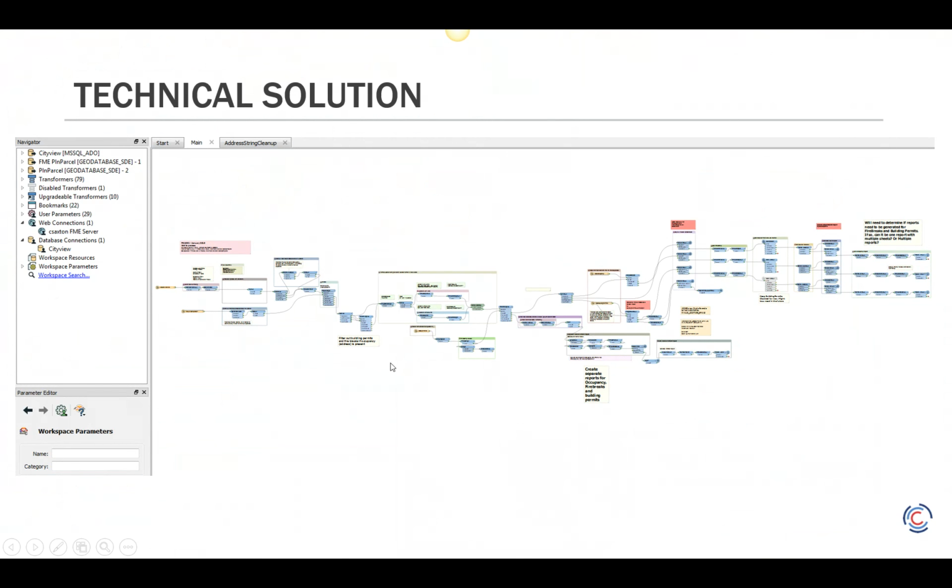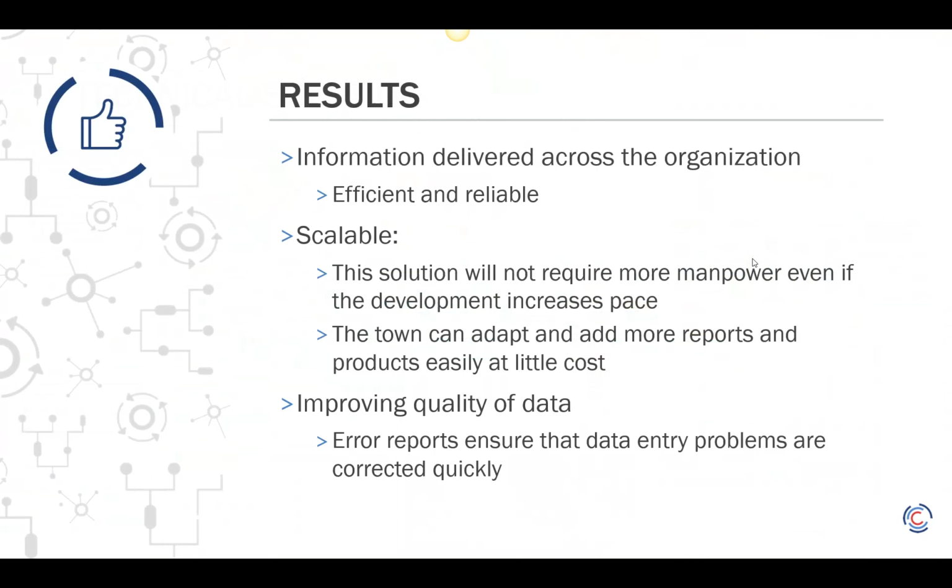So this is kind of what the workspace looks like on the back end. We see that we're pulling information from different places. We're doing a little bit of cleanup of those addresses. We're producing some information for the reports. The results of this information is delivered across the town in an efficient and reliable manner.